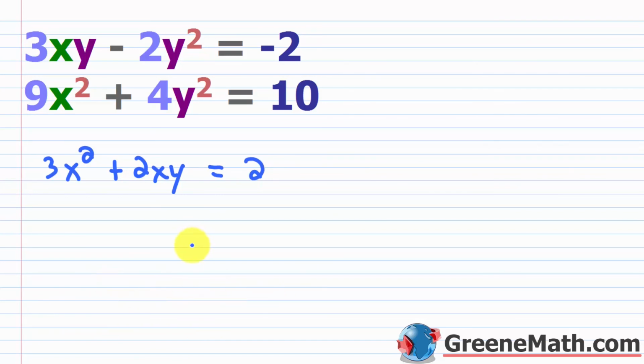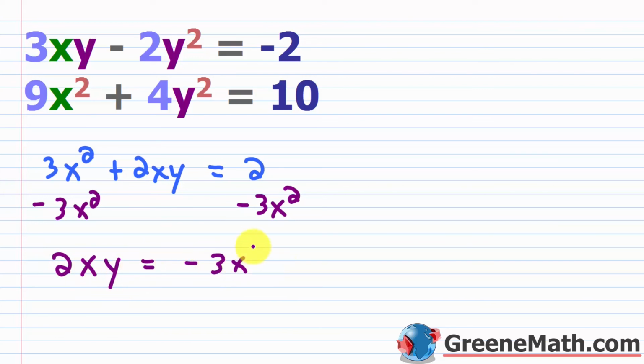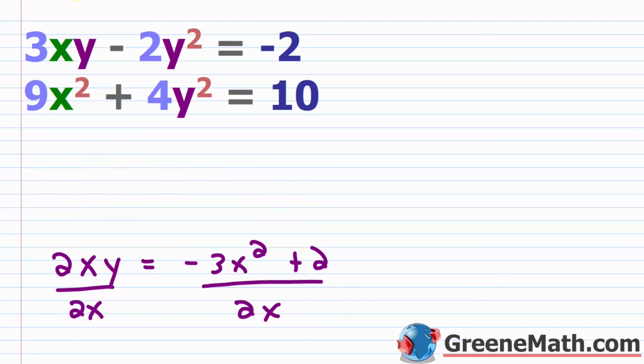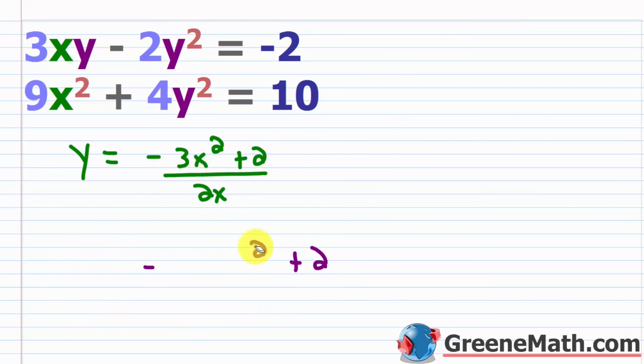Now, I can take this guy right here, and I can solve it for y. The way I would do that is I would subtract 3x squared away from each side. That would give me 2xy is equal to negative 3x squared, and then plus 2. Then I could divide both sides by 2x. And let me erase this up here, and I'll say that y is equal to negative 3x squared plus 2 over 2x. Okay, so we got that figured out.